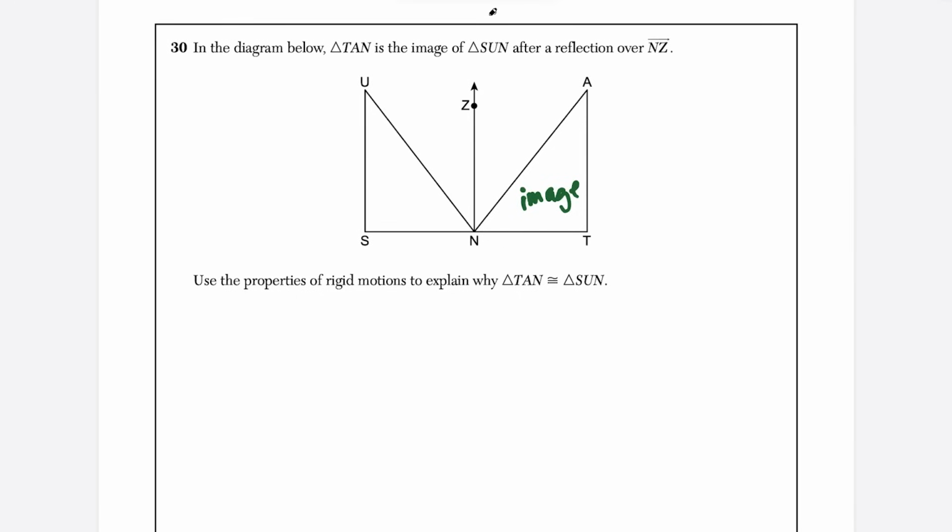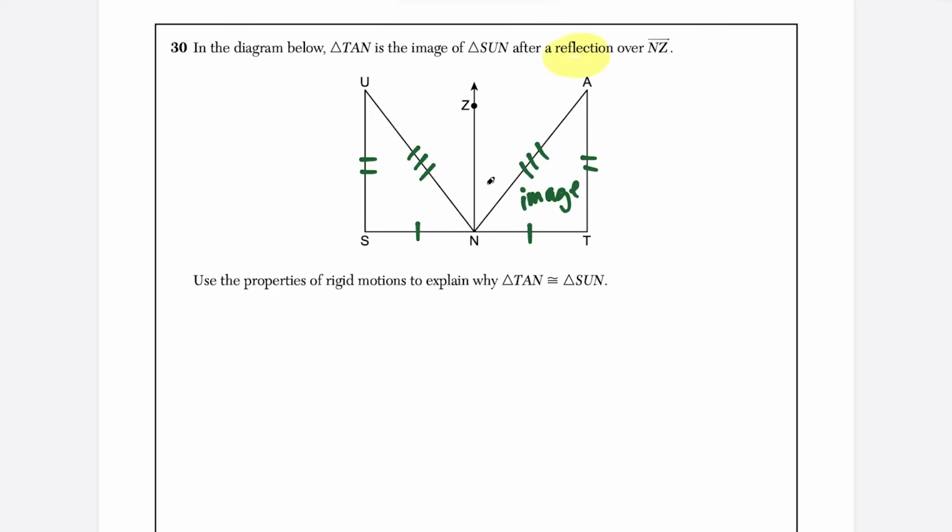Now, one thing to know is that a reflection is a rigid motion. So what we have is a reflection is a rigid motion, and a rigid motion is a transformation that preserves distance and angle measure. So what that means is that when we reflect, this side length over here, let's say SN, is going to be congruent to TN. And then we have this side over here, SU, is going to map onto this one over here, TA. These two sides are going to be congruent. And then the last side here, UN, is going to map onto AN, making these pairs of sides congruent as well. So these triangles are going to be congruent.